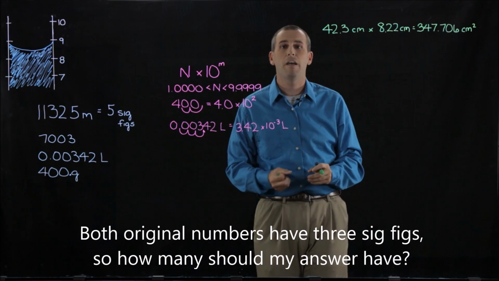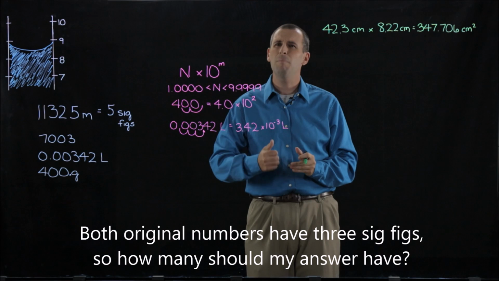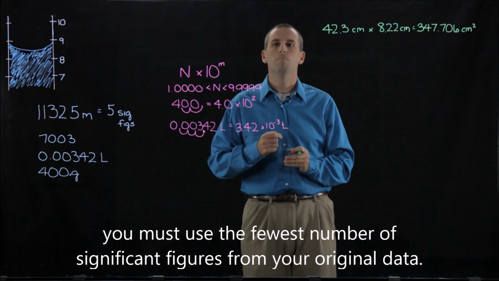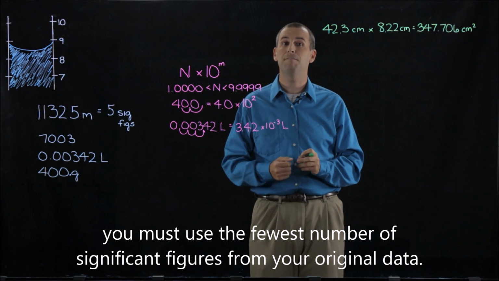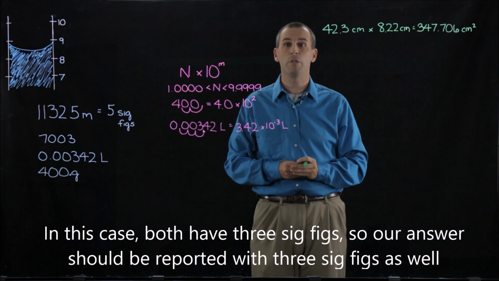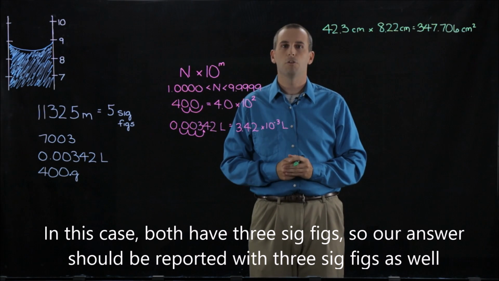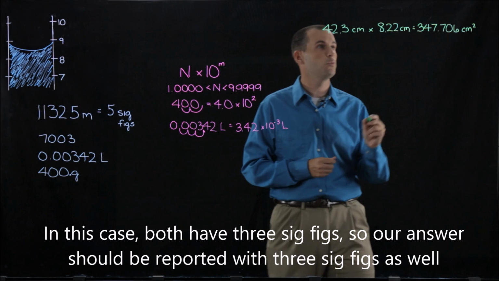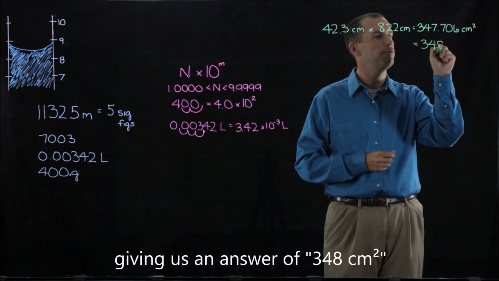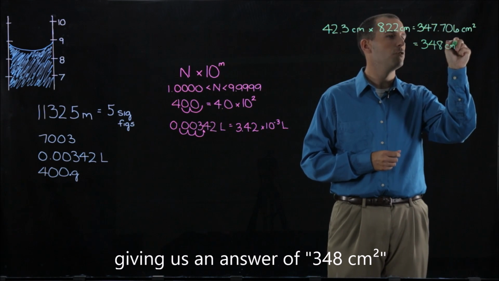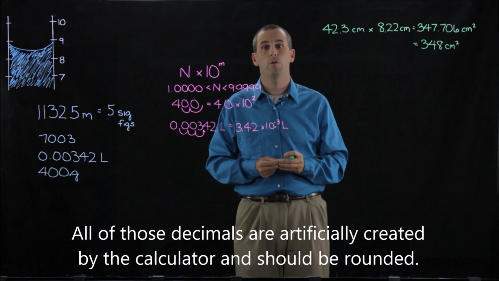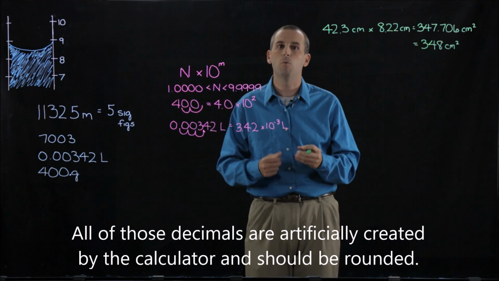Both original values have 3 sig figs. So how many should my answer have? When doing multiplication and division, you must use the fewest number of significant figures from your original data. In this case, both have 3 digits. So our answer should be reported with 3 digits as well, giving us the answer of 348 centimeters squared. All of those decimals are artificially created by the calculator and should be rounded.